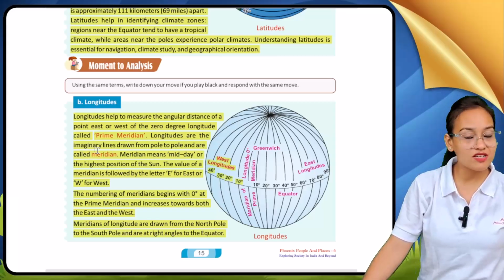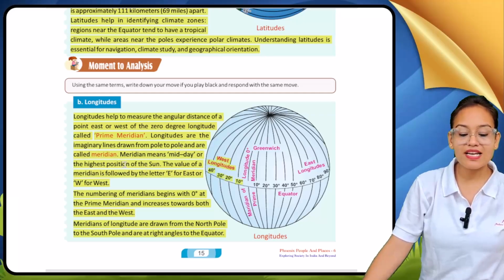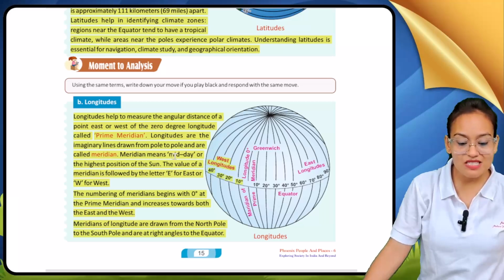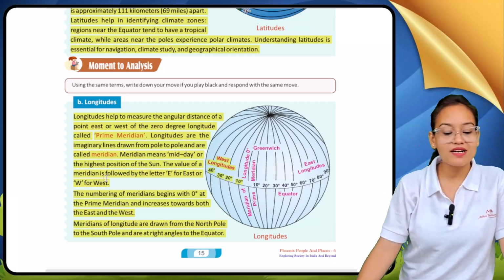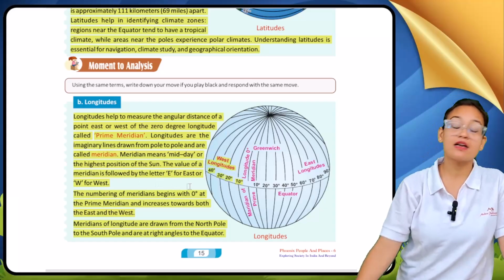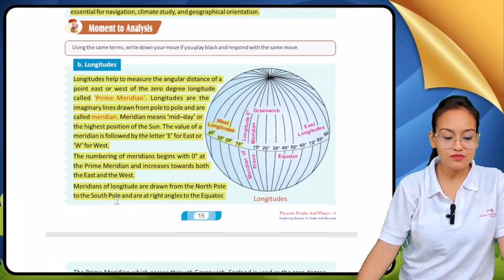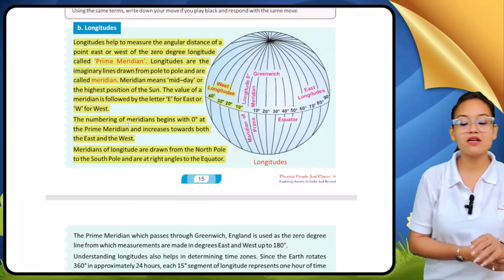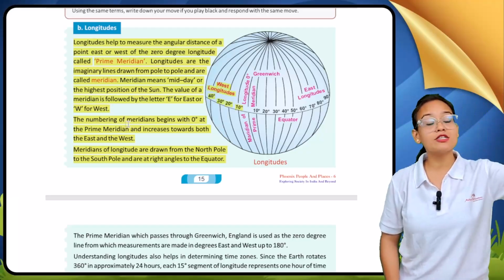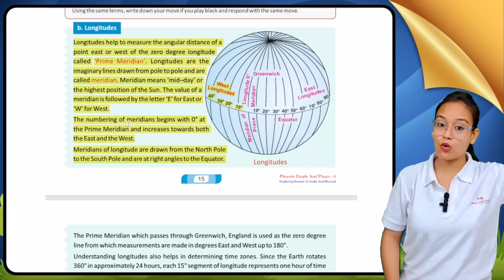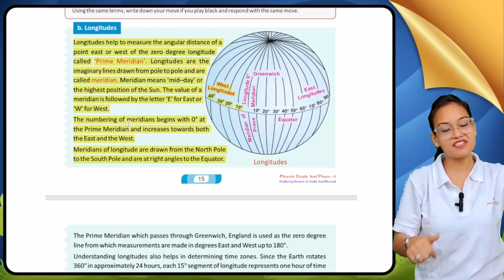Longitudes are imaginary lines from pole to pole. What is the meaning of meridian? It means midday, or the highest position of the sun. The value of a meridian is followed by capital E for east and capital W for west. The numbering of meridians begins with 0 degree at the prime meridian. Similarly, the numbering of latitudes starts from 0 degree, located at the equator, and the numbering of longitudes starts at 0 degree, located at the prime meridian.